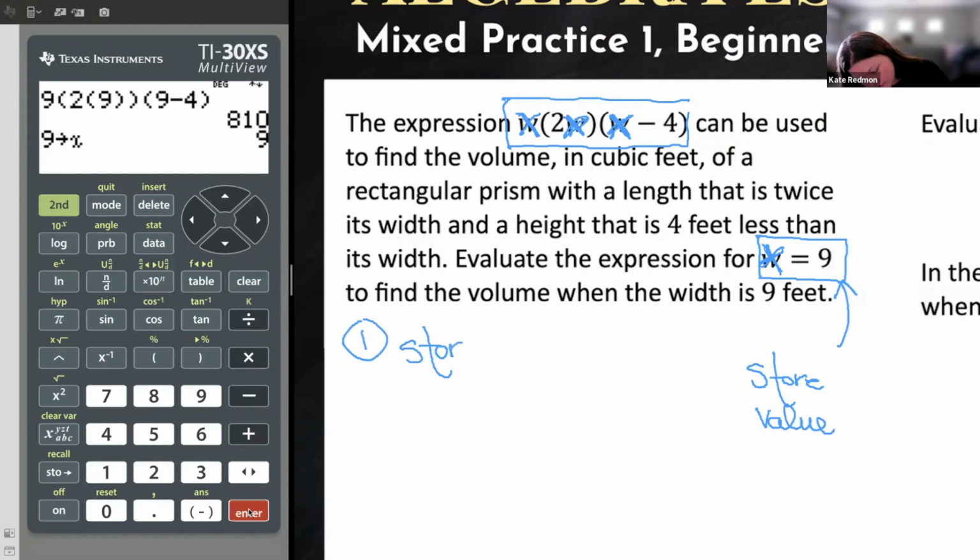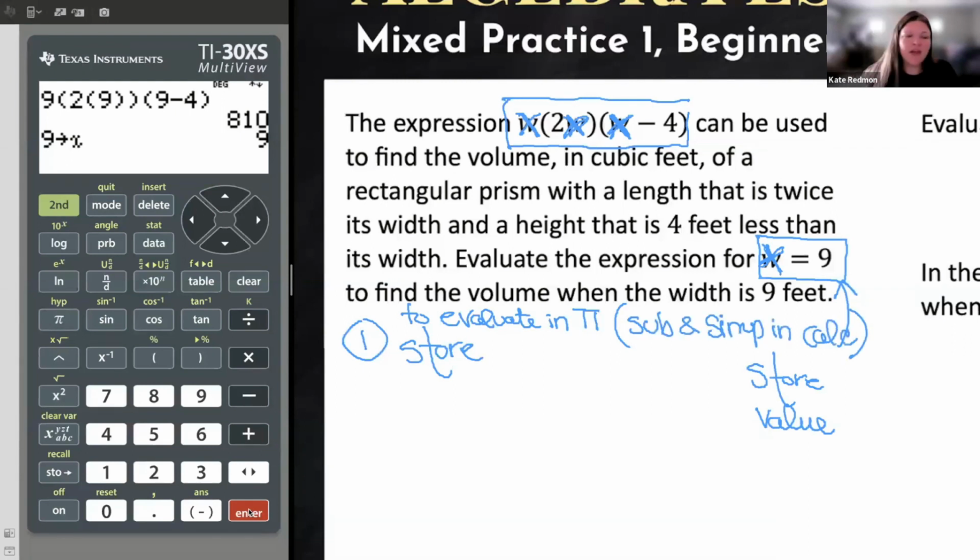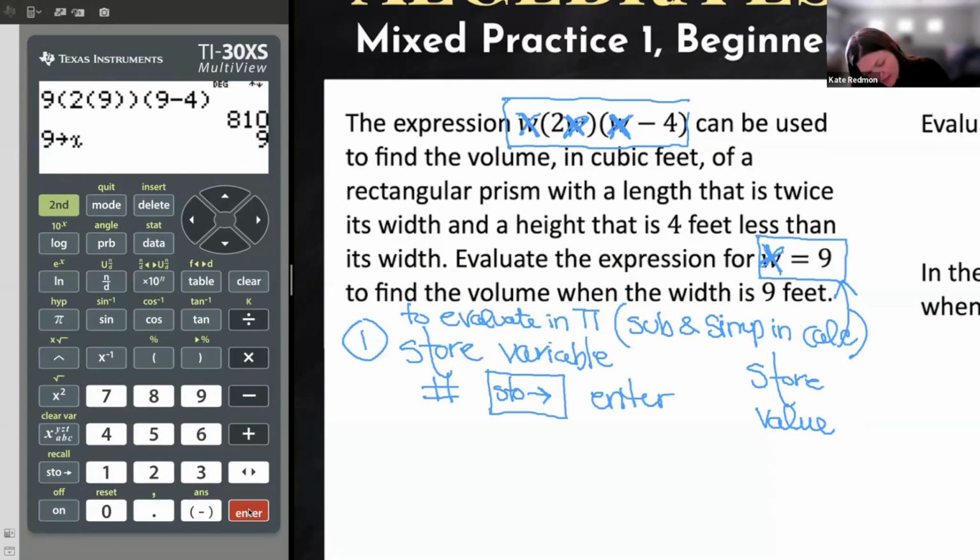And this is to evaluate in your TI. So when I say I'm going to evaluate in my TI, I'm saying I'm going to do the substitution and the simplifying in the calculator. So first I'll store the variable by pressing the number, then the store button, which looks like that, and then enter. And now the second step is to type the expression with the variables. You're not going to do the substitution, your calculator is.